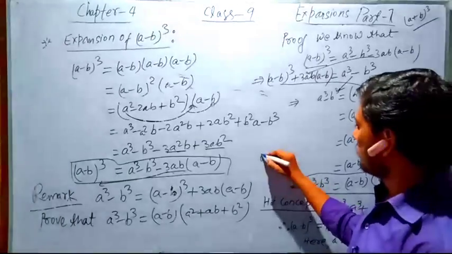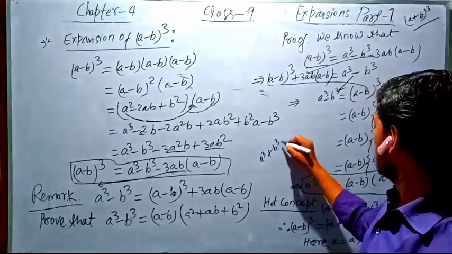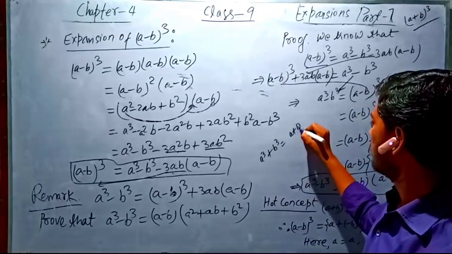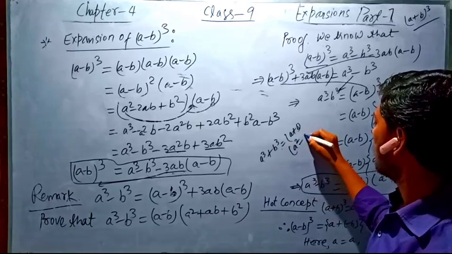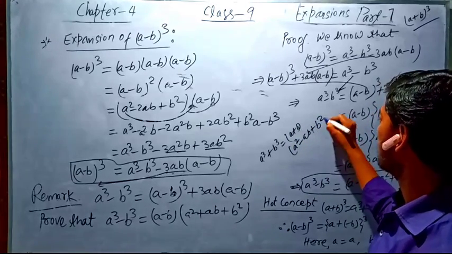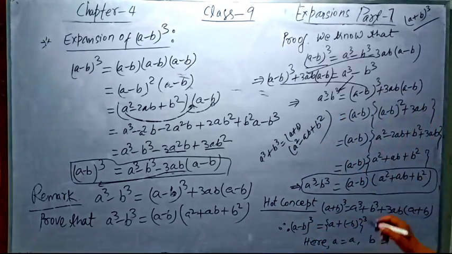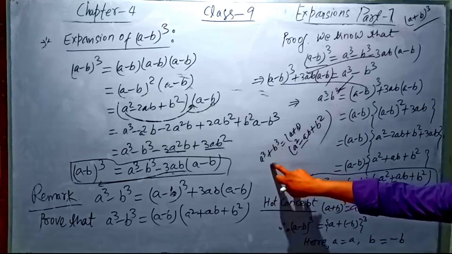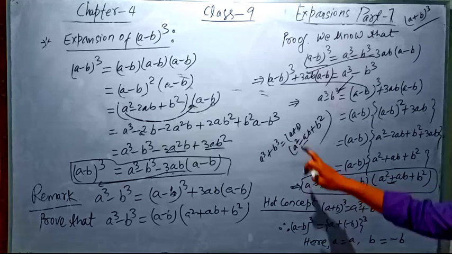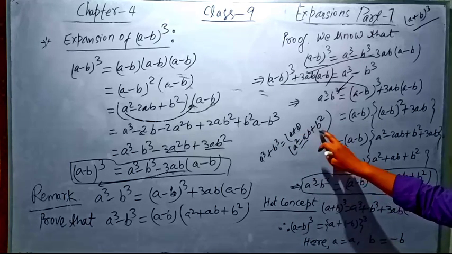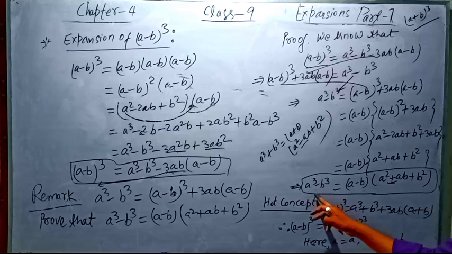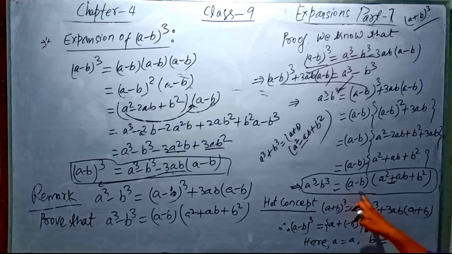But a cube plus b cube is equal to (a plus b) into (a square minus ab plus b square). See carefully, there is minus and there is plus. So a cube plus b cube is equal to (a plus b) into (a square minus ab plus b square), and a cube minus b cube is equal to (a minus b) into (a square plus ab plus b square).